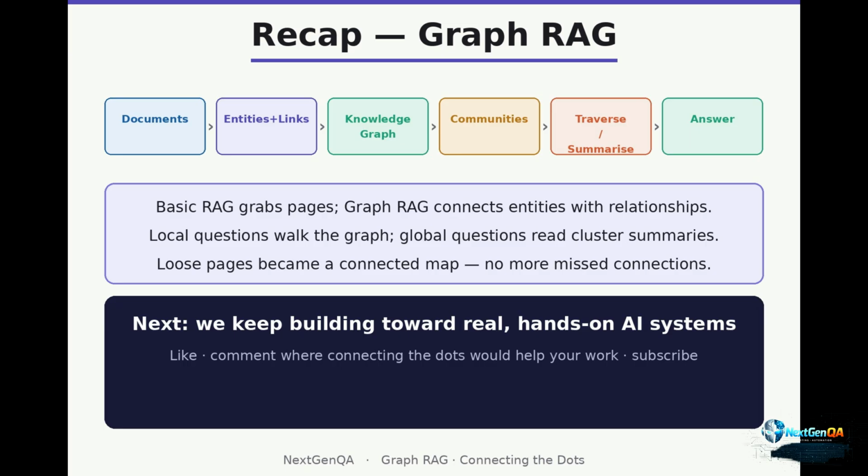It walks the graph hop by hop for local questions. It reads the community summaries for global questions. Whatever it gathers becomes the context, goes into the prompt, and the LLM writes a grounded answer. Loose pages became a connected map. Isolated facts became a story you can trace. That is GraphRAG, and you understood it without a single line of code.